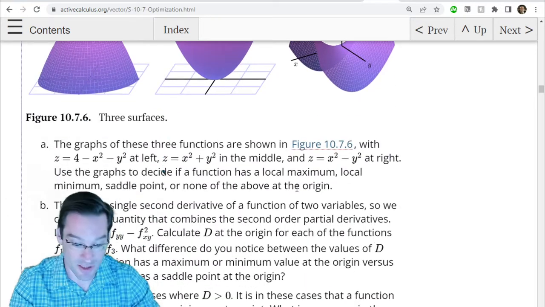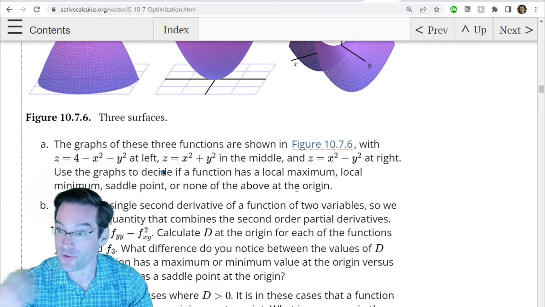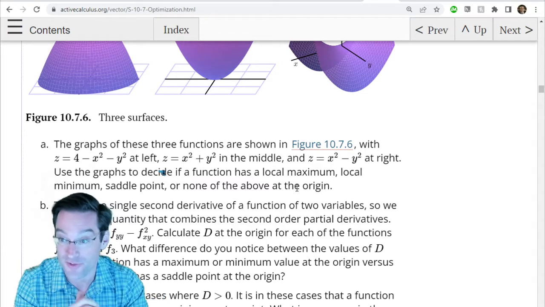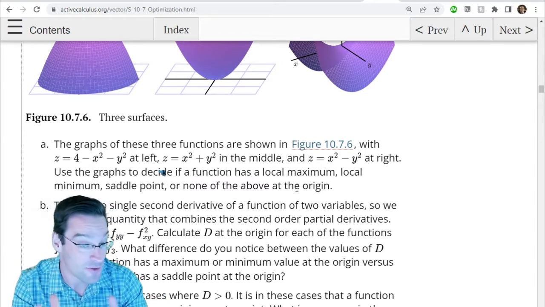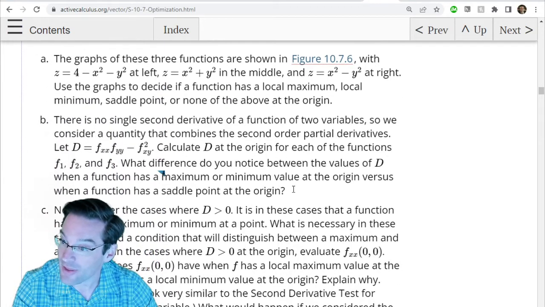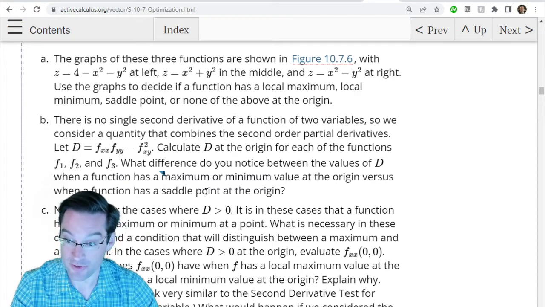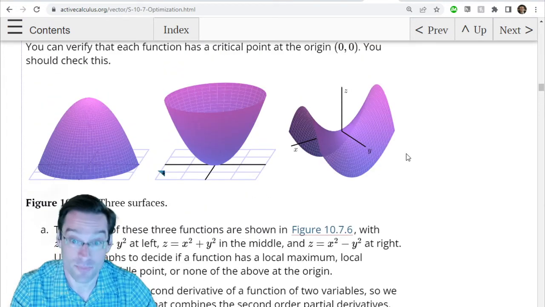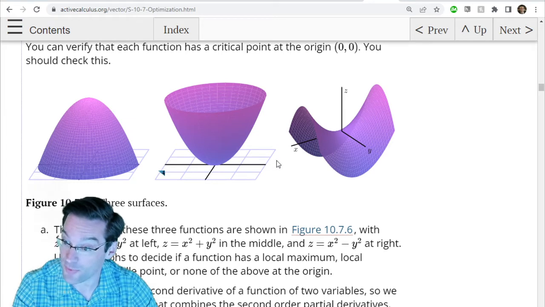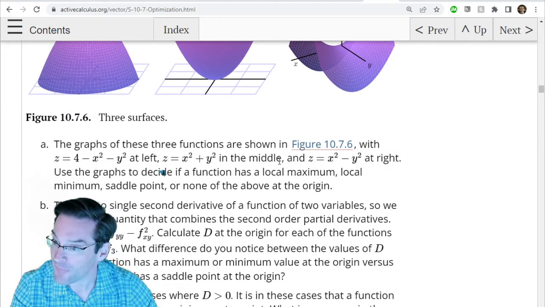So the point of this is, first of all, to do the find-and-classify critical points process for each of these three functions. It's not going to take us too long to do. And then take a look at how the second derivatives are going to tell the difference between these three different scenarios. So that's the purpose of this activity.